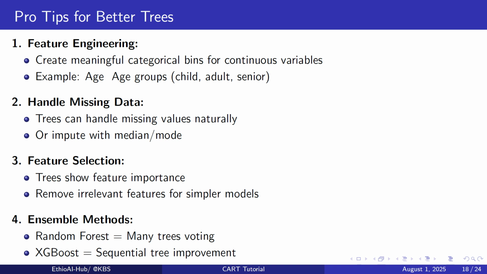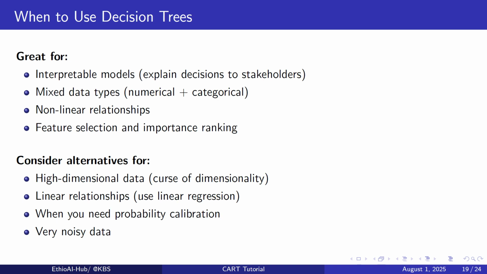And so random forest basically means many trees voting ማለት ነው. And XGBoost, you can think of it as a random forest but in a different way of voting, or sequential tree improvement ሜትር ነው የሚጠቀመው. We'll talk about it.